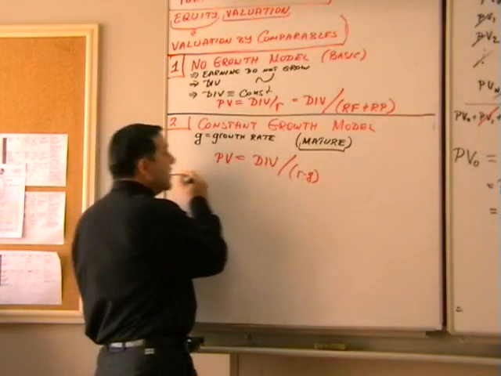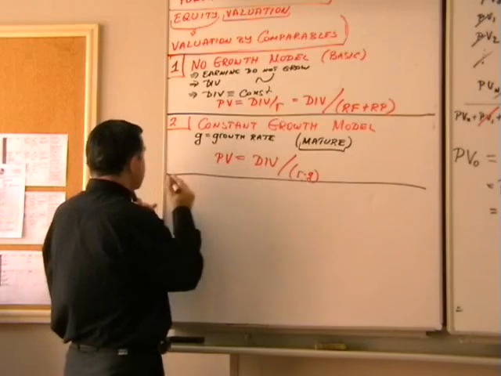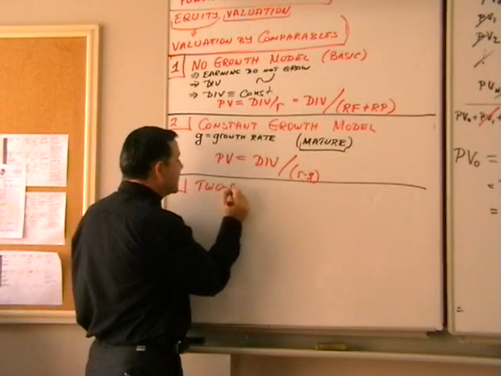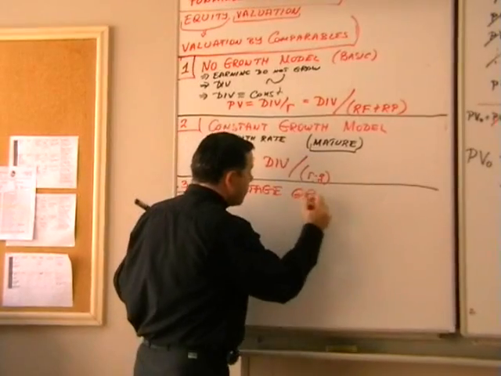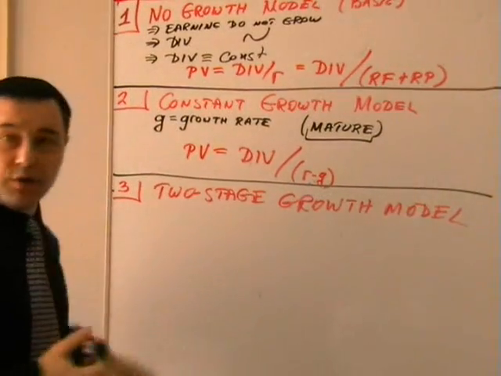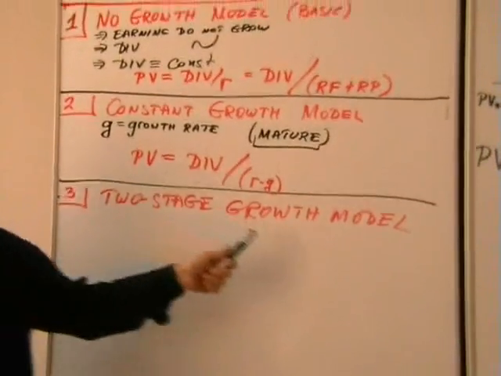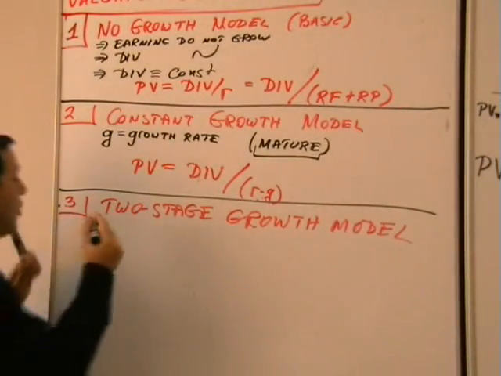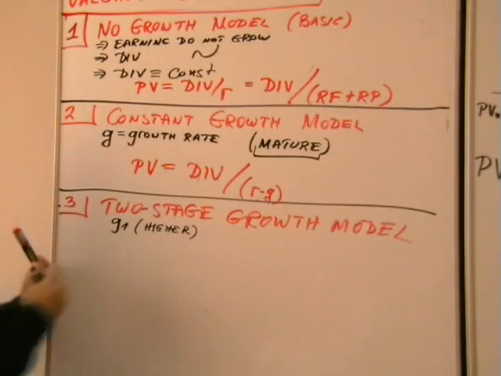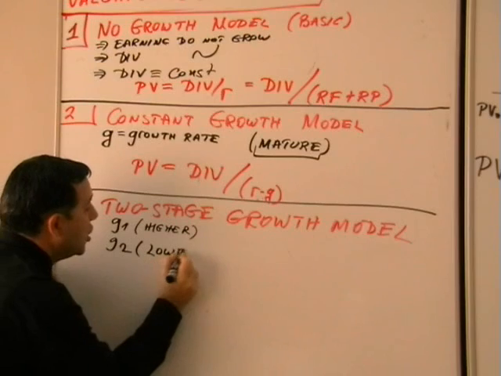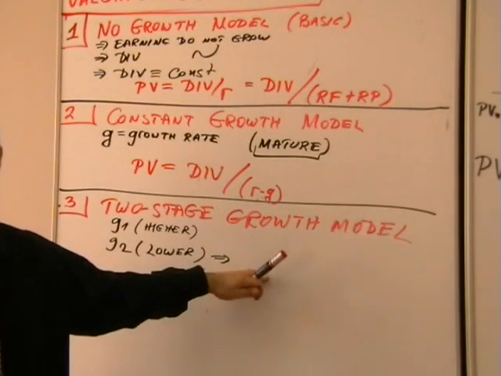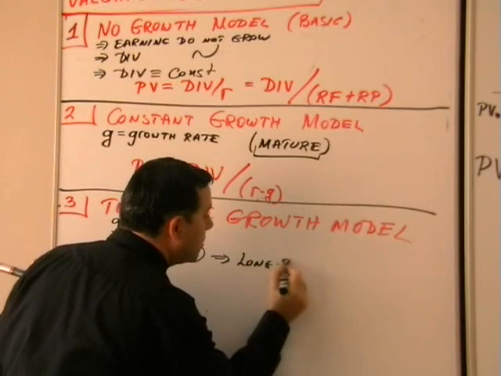It's a basic formula. Then the third level is the so-called two-stage growth model. Is that the last model? No, there's one last which I will be able to do. It's very simple. In a two-stage growth model, you assume that there will be G1 which will be higher, and then there will be G2 which will be lower. It's not in the textbook, but the best way to think about G2 is the long-term growth.